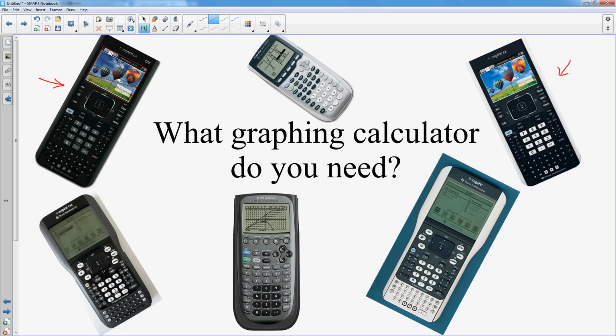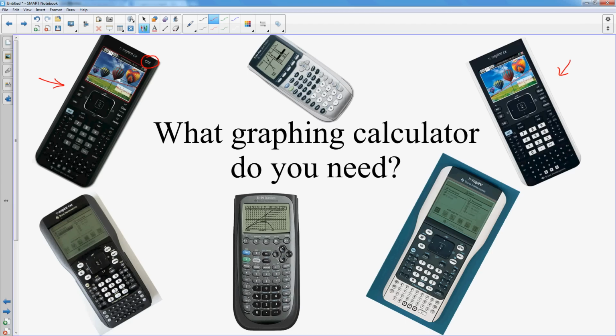If you notice this one over here, it's called a CAS. That stands for Computer Algebra System. And what that means is it has a lot more capabilities and can do a lot more mathy things that will come in handy in class and on the AP exam. The CAS is about $15 more than the non-CAS. I think it's worth those extra $15.